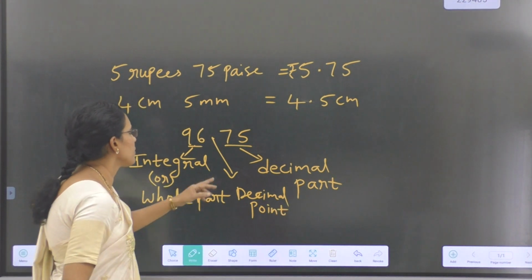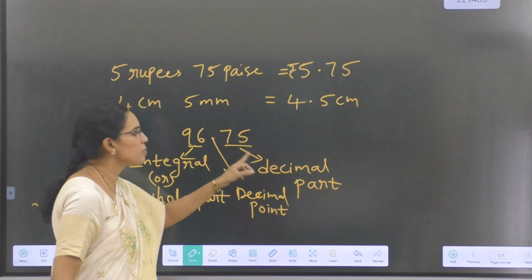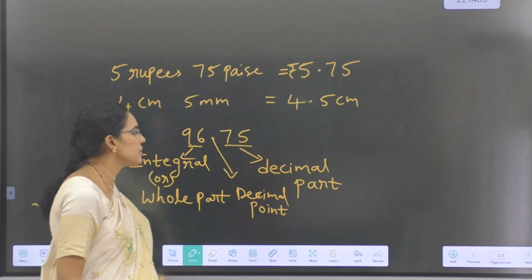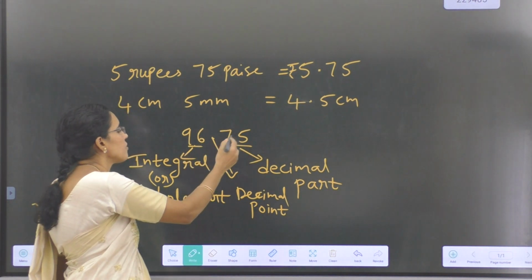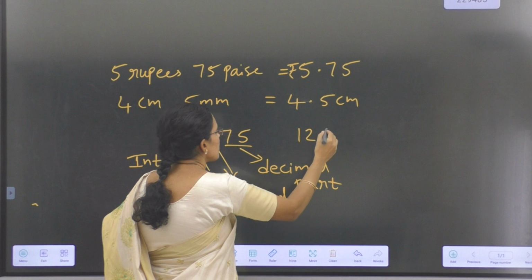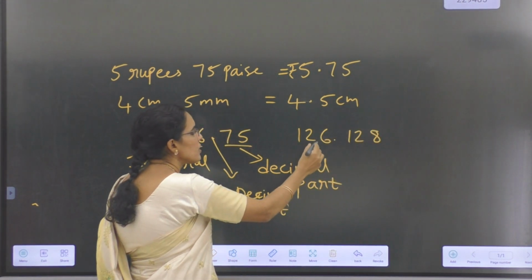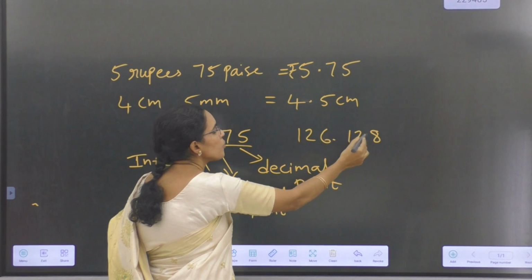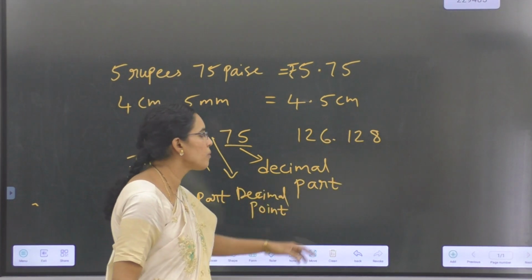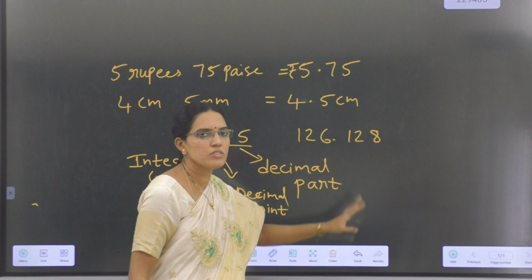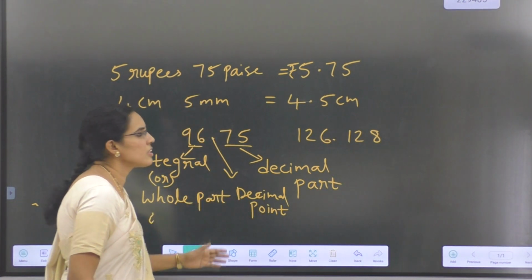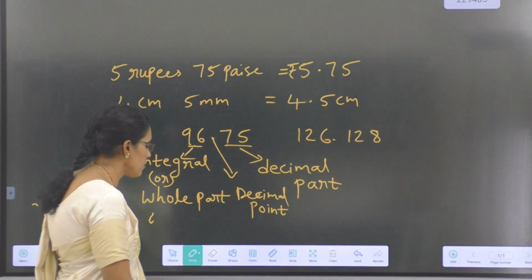The digits in the decimal part should be read as separate digits. 96.75. For example, if the number is like this, 126.128, the digits in the decimal part should be read as separate digits. Now we'll see what the place value of this decimal system is.